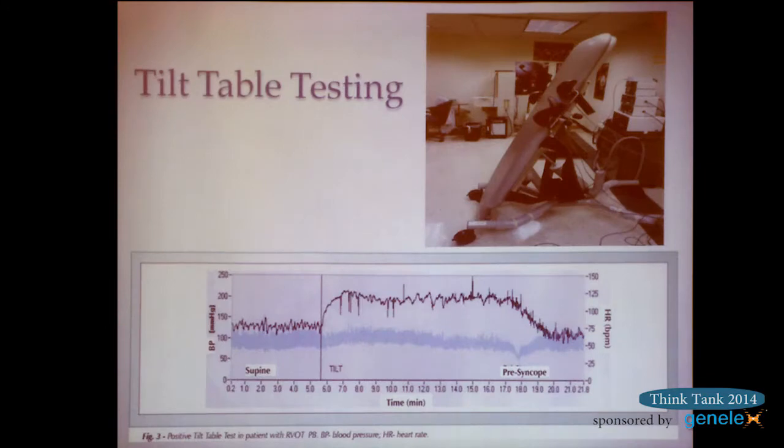And so this is just a representation of a standard tilt table where the bed is tilted. There's a number of straps and supports that we use for the upper body, but the legs are usually standing on a support at the end of the bed. The bottom here is a representation of a tilt table graphic report.